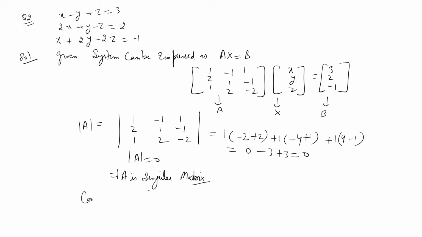So I need to compute adjoint of A into B, and we will check what kind of result it is going to give us. So for adjoint of A, I will again frame the cofactors, and my matrix A here is 1 2 1, minus 1 1 2, and it is 1, minus 1, minus 2. Okay. So let us frame the cofactors.